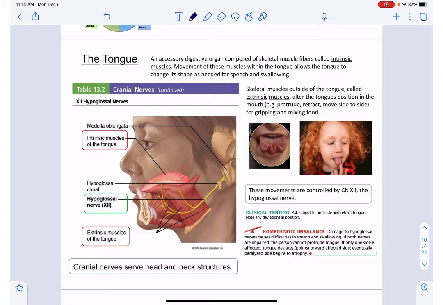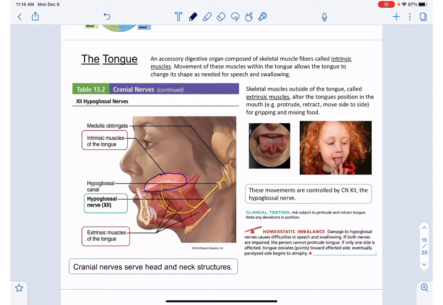Moving on to the tongue. There's a lot going on with the tongue. So here's the tongue right here. And the tongue is an accessory organ. It's an accessory digestive organ that's located within the oral cavity.